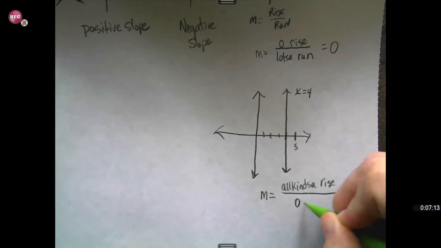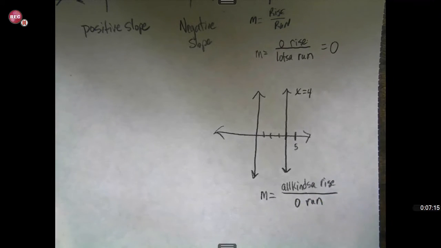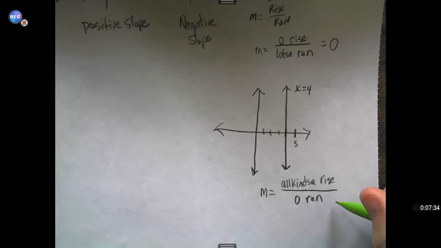Over 0, there is no run. The run is 0. I don't know if you've ever tried to take 5 divided by 0 on your calculator, but 5 divided by 0 is undefined. Your calculator will tell you that. Division by 0 is undefined.